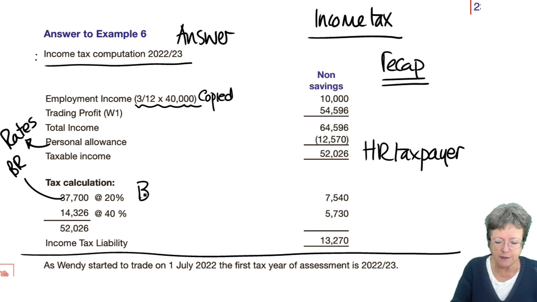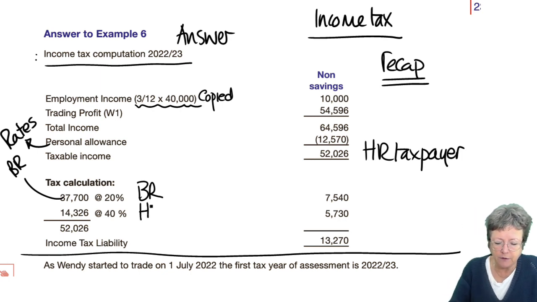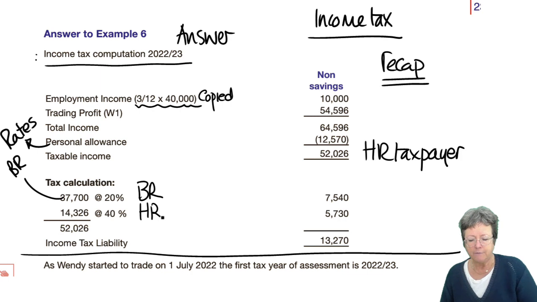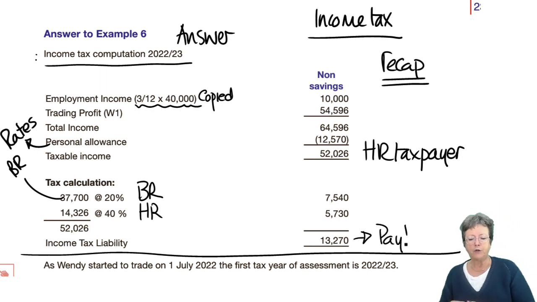So the first 37,700 at basic rate tax of 20% is 7,540. The balance of her income up to 52,026 is 14,326. That's taxable at the high rate of 40%, £5,730, giving a total tax liability. This is what she will now have to pay, of £13,270.